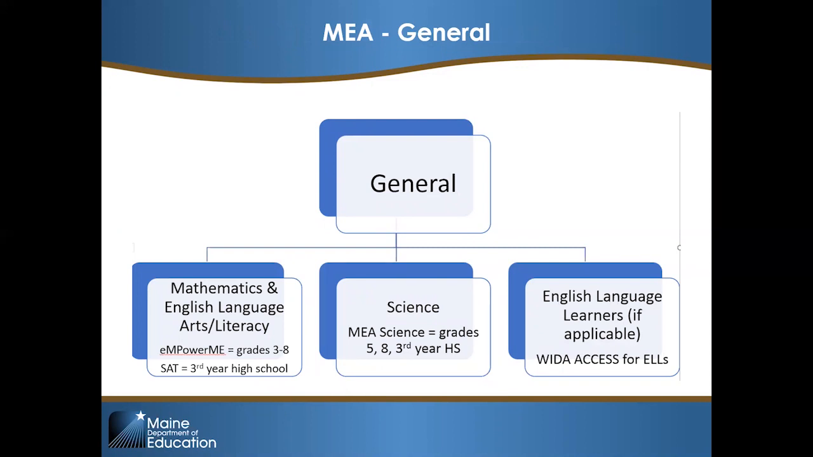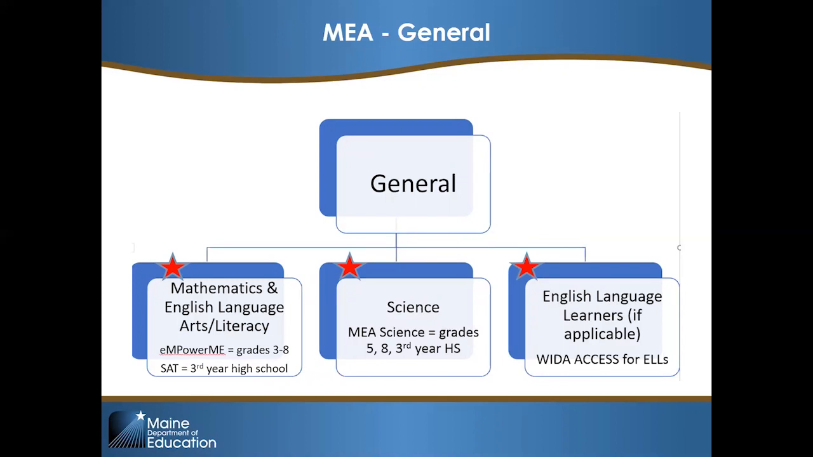The general assessments consist of mathematics and English language arts, or ELA, literacy. For students in grades 3 through 8, this is Empower Me. Students in third year of high school are assessed with the SAT. Science students are assessed in grades 5, 8, and third year of high school with the general MEA Science. English learners are assessed for English proficiency through the Access for ELs.